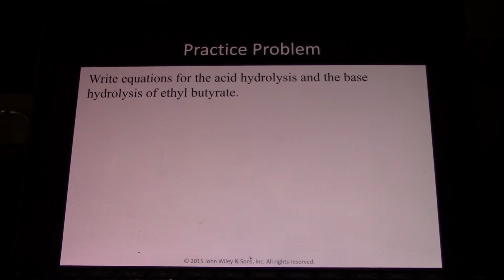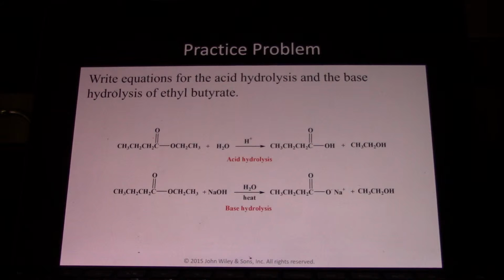Write equations for the acid hydrolysis and the base hydrolysis of ethyl butyrate. We have acid hydrolysis and base hydrolysis. You get the exact same products, only difference is with the base, you deprotonate the carboxylic acid into the salt form, because that uses an extra equivalent of sodium hydroxide.